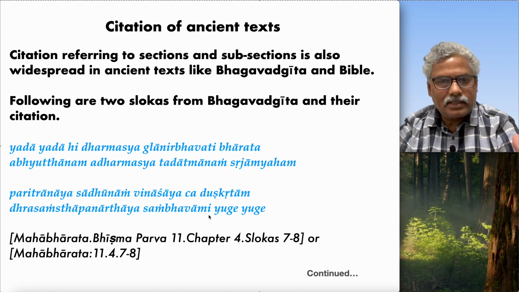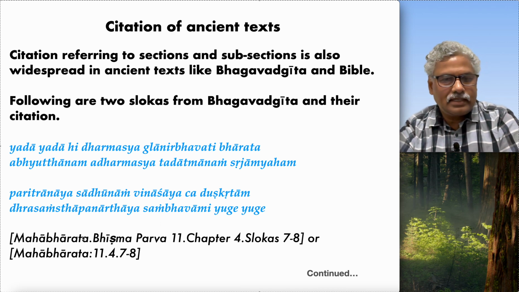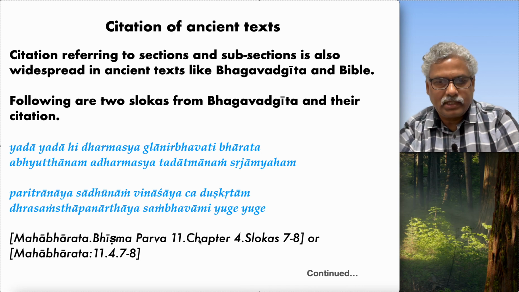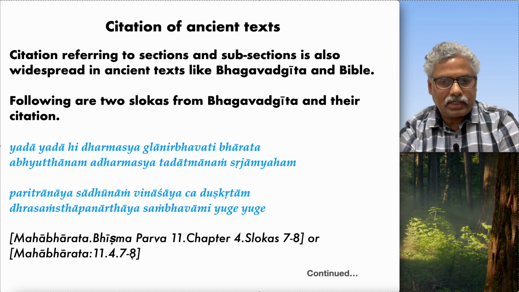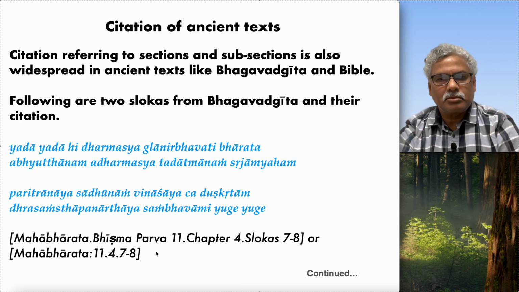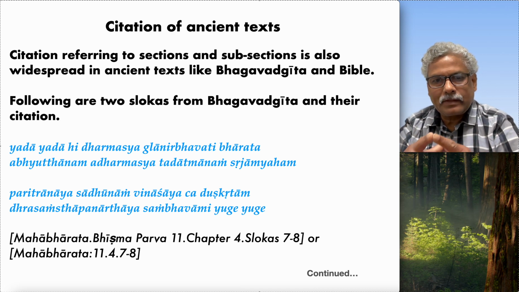These are famous, very popular slokas from the Bhagavad Gita. But the Bhagavad Gita is not itself a book; it's part of the Mahabharata, under the Bhishma Parva, that's 11, and then under that it's chapter 4, and these slokas are 7 to 8. So in short we can say Mahabharata 11.4.7-8. So that's how we can refer to these slokas, as has been done from ancient times.